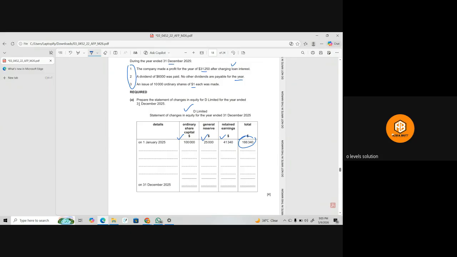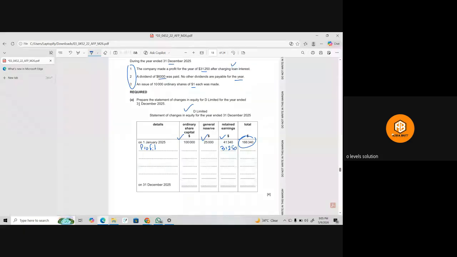First of all, the company made a profit for the year after charging the loan interest. So definitely in the retained earnings we have to deduct the interest, which is already deducted. We don't need to do anything. We just simply write this profit for the year in the retained earnings, and this is 31,250 here.